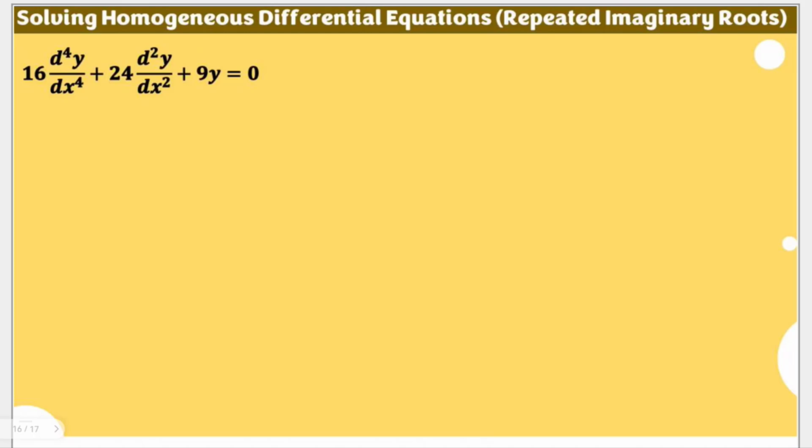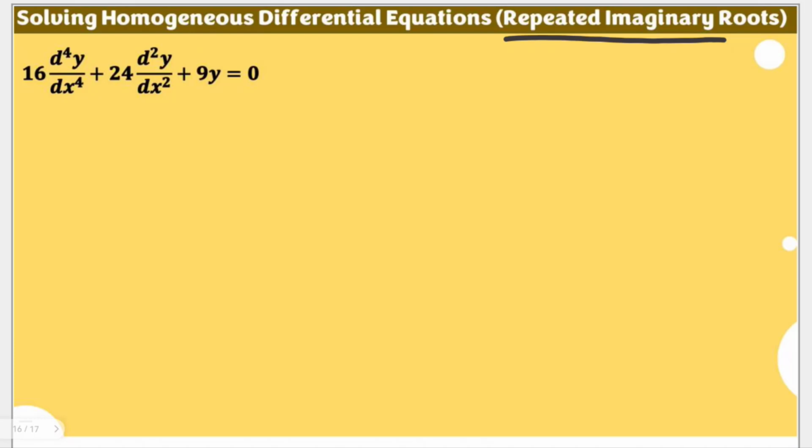We are given this differential equation, and it is claimed to have repeated imaginary roots pertaining to its equivalent auxiliary equation. And if we are able to verify that, we're going to use the specific process of providing the solution for this kind of situation. But first, of course, let's try to solve this.